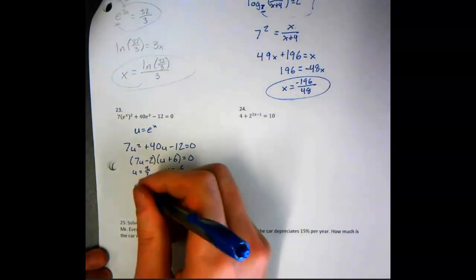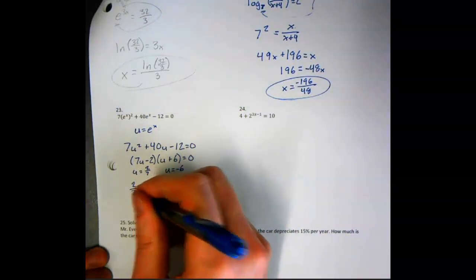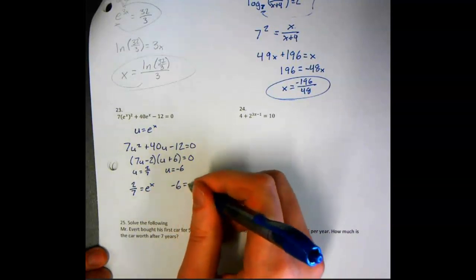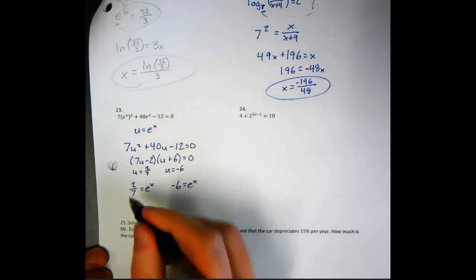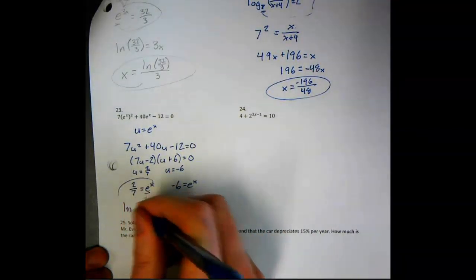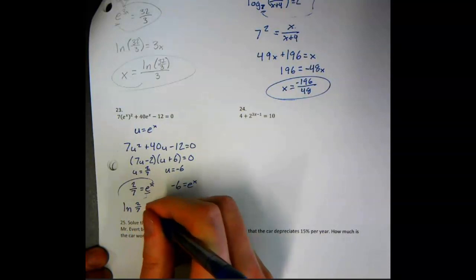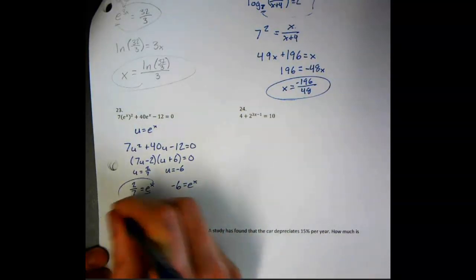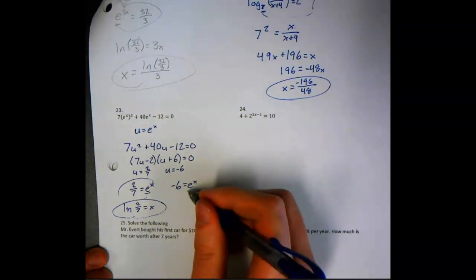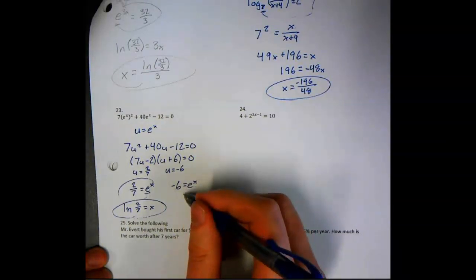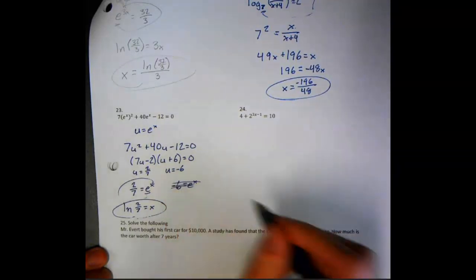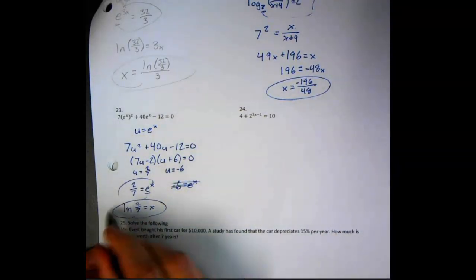Now we're going to say that 2/7 equals e to the x and negative 6 equals e to the x. For this first one, we'll do our snail, and we'll say the natural log of 2/7 equals x. For our second one, we would say, well, can e to the x ever equal a negative number? And we say no, so that means that this is an extraneous solution, and so we only have one answer.